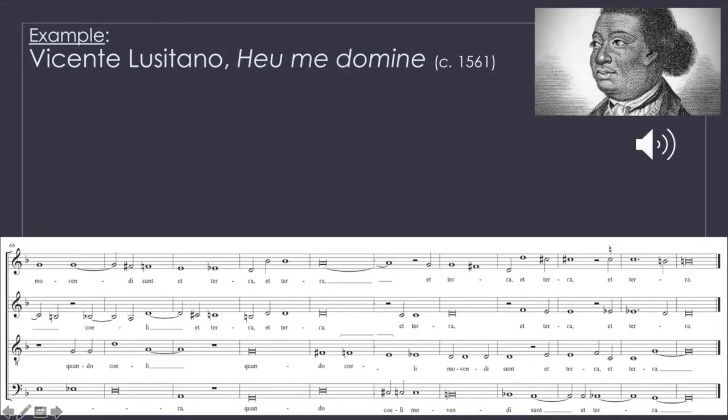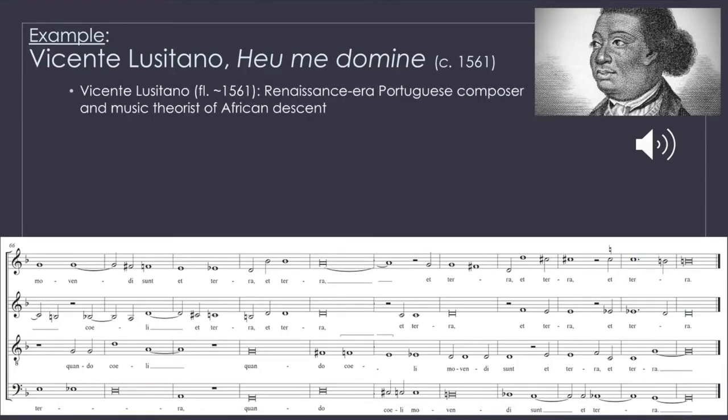So this is a very complex piece. It's a really beautiful piece from a long time ago, from the Renaissance, from exactly the same time Palestrina was writing. It's by Vicente Lusitano. It's called Heu... well, actually, I don't know how to say it. Eu me domine. Vicente Lusitano was a Renaissance-era Portuguese composer and music theorist, and he was of African descent.